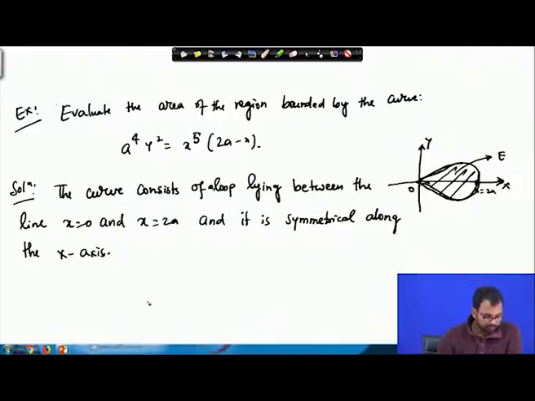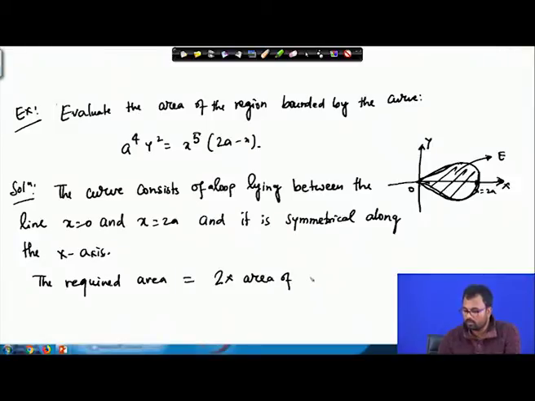So, basically the required area. So, the required area is equals to 2 times the area of the region.